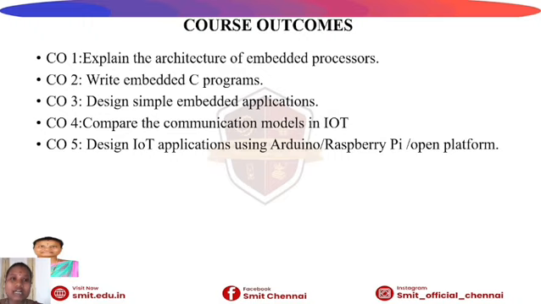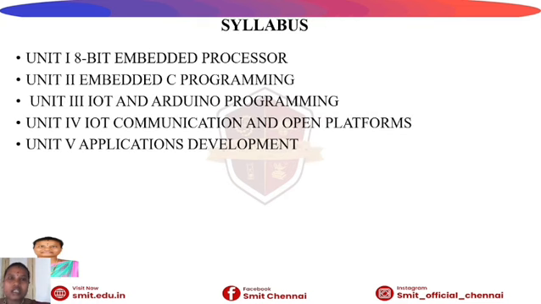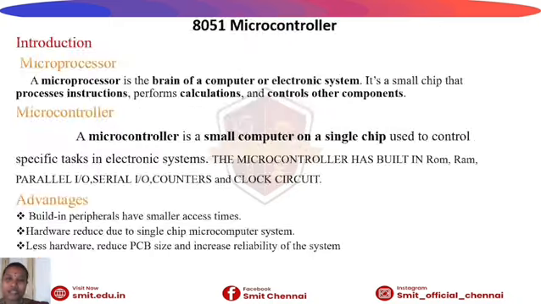And CO5, design IoT applications using Arduino, Raspberry Pi and open platforms. It means design practical IoT applications using platforms such as Arduino, Raspberry Pi or other open platforms. And the syllabus of Embedded System and IoT: Unit 1 is 8-bit Embedded Processor, Unit 2 Embedded C Programming, Unit 3 IoT and Arduino Programming, Unit 4 Communication and Open Platforms, Unit 5 Applications Development.